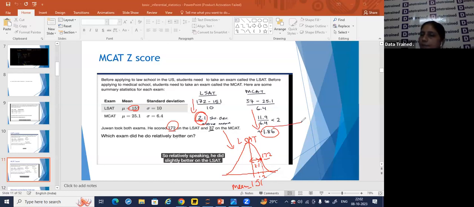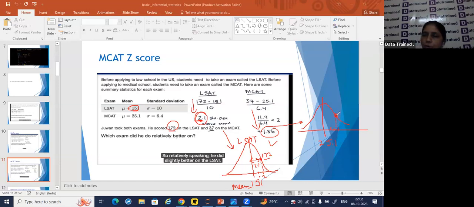How can we understand this for the medical examination? Here the mean value is 25.1 and 1.86 is the value coming here. So 1, 2. So 1.86, somewhere past 1.5, here.